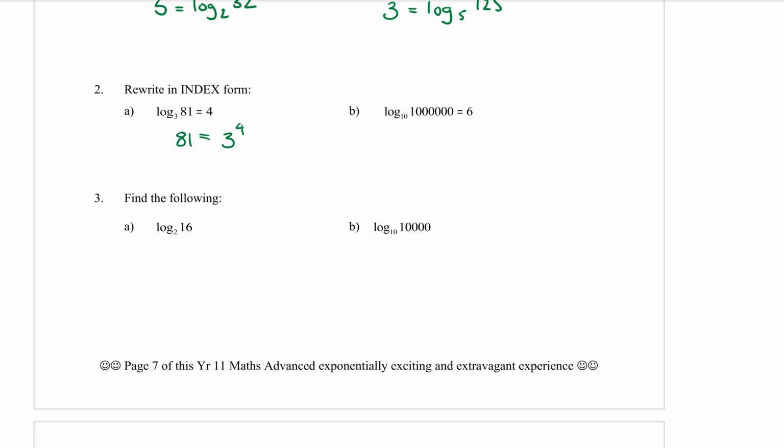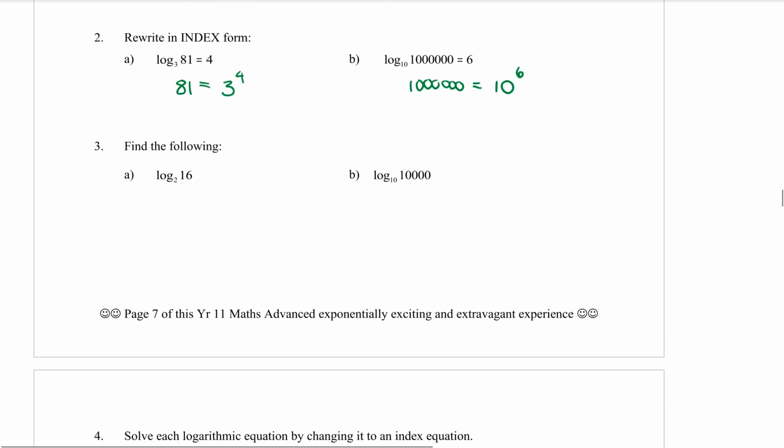Then let's try the next one. To change that into index form, we're going to leave the 1 million that's there. The base 10 slides across to the other side to be the base, and it's going to be 10 to the power of 6. Okay, now not every equation that's written as a logarithm needs to be changed into index form. We can actually calculate some of these in our head.